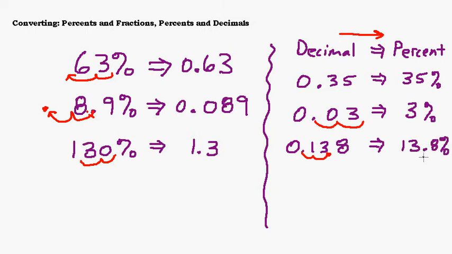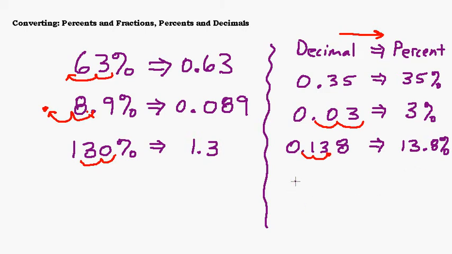So it's okay to end up with a decimal in your percent value. It just means you have a part of a percent, a part of 1%. It's like between 13 and 14%. It's a little bit more than 13.5%, and that's okay.